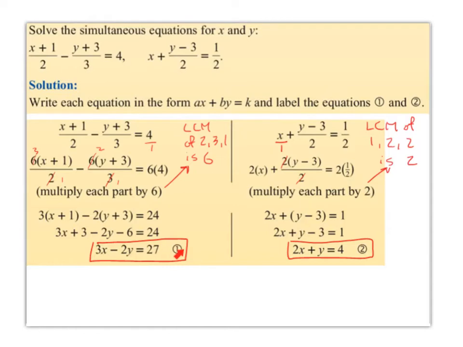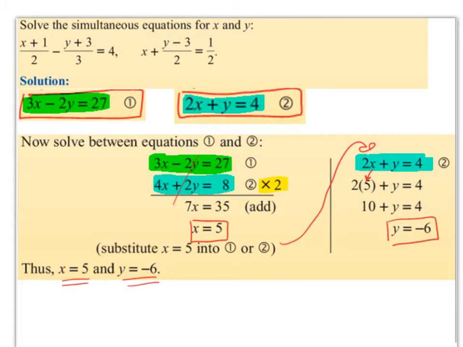So next we're going to take our two new equations, 1 and 2, and solve them simultaneously. So equation 1 is 3x minus 2y is equal to 27, so we just write that down, that's equation 1. And equation 2 is 2x plus y is equal to 4. So in order to get the y's to match up, plus and minus, we need to multiply this entire equation by 2. So 2x times 2 is 4x, y times 2 is 2y, and 4 times 2 is 8.